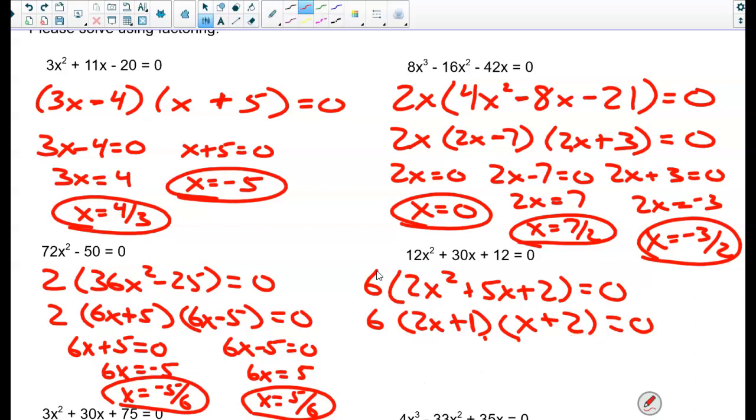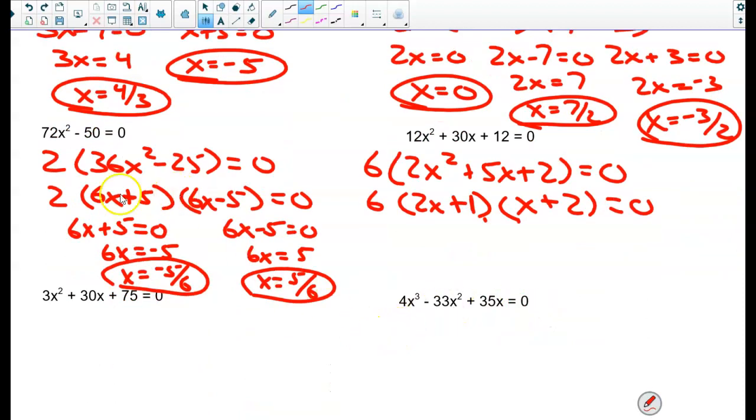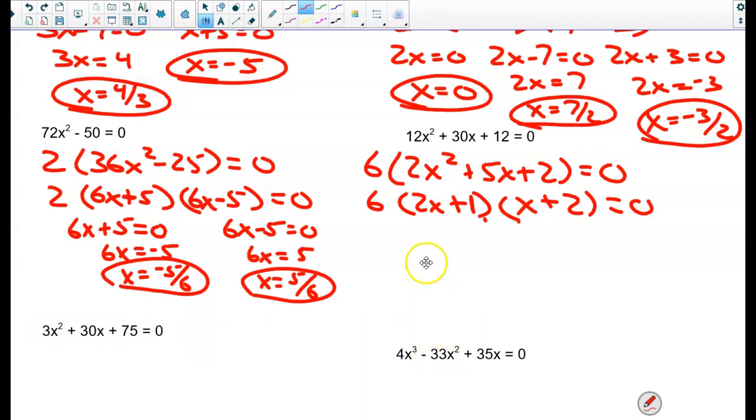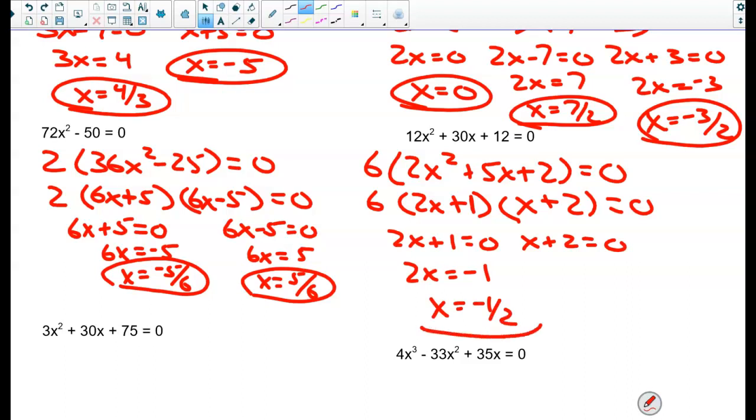And now I can solve each of these. I set them equal to 0. Whoops. Jumping the gun there. Here we go. 2x plus 1 equals 0, and x plus 2 equals 0. So 2x equals negative 1, x equals negative 1/2. We subtract 2 on both sides, we get a negative 2. And those are my answers.